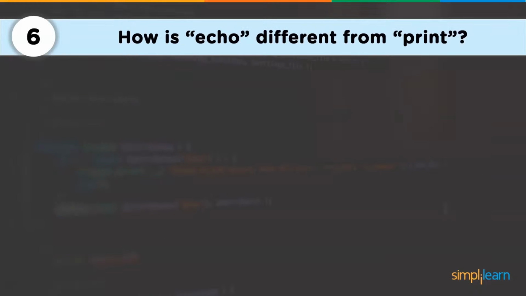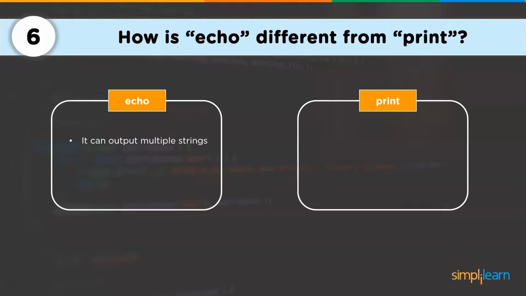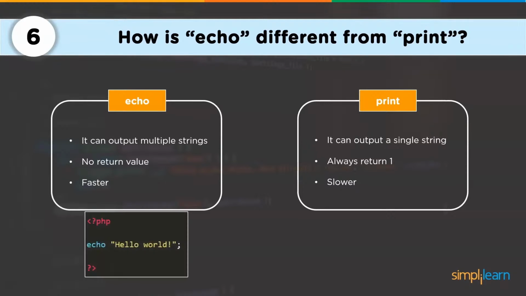Next question, how is echo different from print? Now echo can output multiple strings at a time, while print can output only a single string. Echo does not have a return value, while print always returns 1. That is the reason echo is faster, because it does not have to return a value, while print is slower in comparison because it always returns a value. Now, as you can see, both of these commands, echo and print, are used in the exact same way.